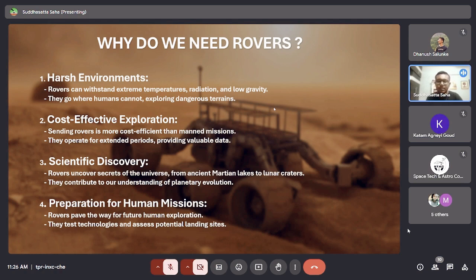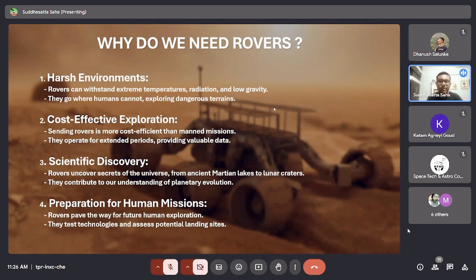And then we have this beautiful point of cost effective exploration, because it is very cost effective to send something unmanned, which is capable of doing stuff without human intervention in real time. And then we also need rovers as they serve as a medium of scientific discovery, as already achieved by our previous rovers deployed on Mars and the Moon by various organizations. I'll come to that later.